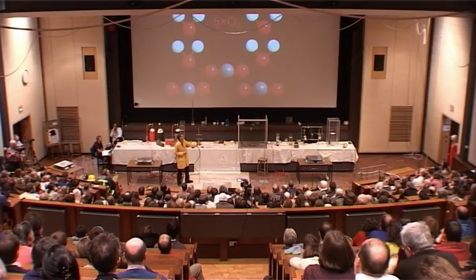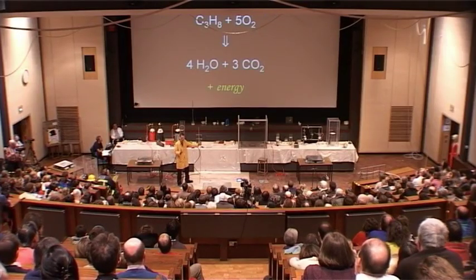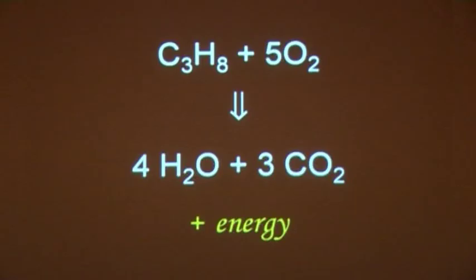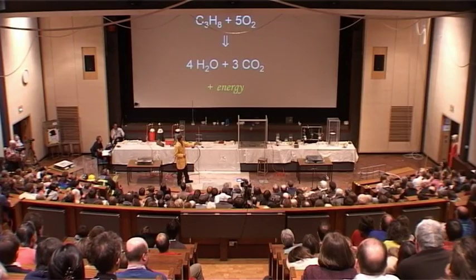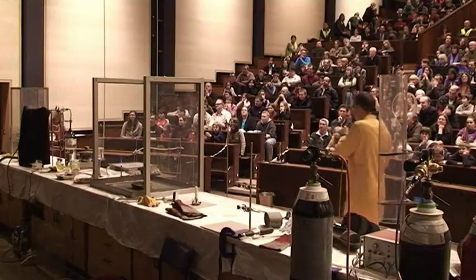So we can summarize this with a chemical equation. So the propane was C3H8, 3 carbons, 8 hydrogens, and we need 5 molecules of oxygen to combine with this to form completely water and carbon dioxide. So that's our chemical equation. Well, let's see if it's correct. So we're going to see if this works.